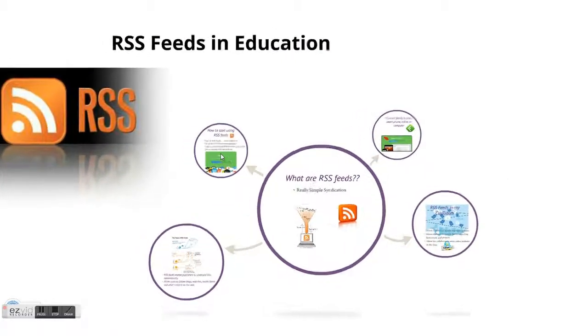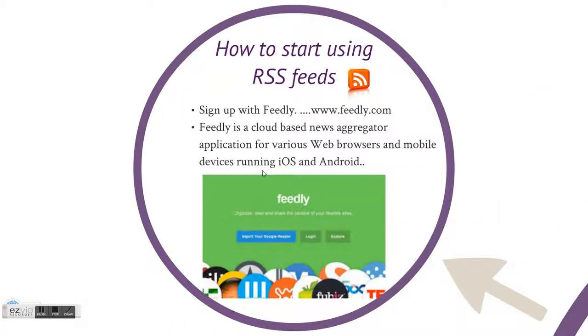Now, to start using RSS feeds, you need to use a web-based feed reader such as Google Reader or Feedly. I prefer using Feedly and will show you a demo on how to use this later in this tutorial. Feedly is a cloud-based news aggregator application for various web browsers and mobile devices. It can be run on your Apple phone or an Android-based phone. It compiles news feeds from a variety of online sources for the user to customize and share with others.